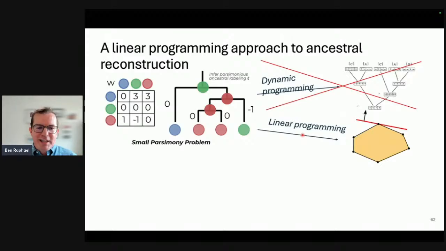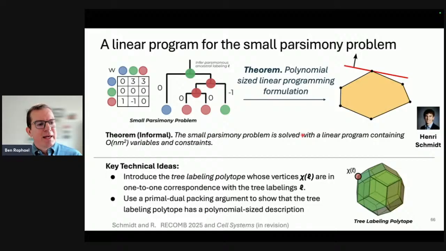Now, it's not hard to take a recurrence and write it down as a linear program and write down these linear constraints. But the trick is to do it in such a way that you don't have too many constraints. And so what Henry was able to do was write this down in a way that the linear program only had variables that were the number of leaves and the square of the number of colors. Okay, so it's still polynomial time.